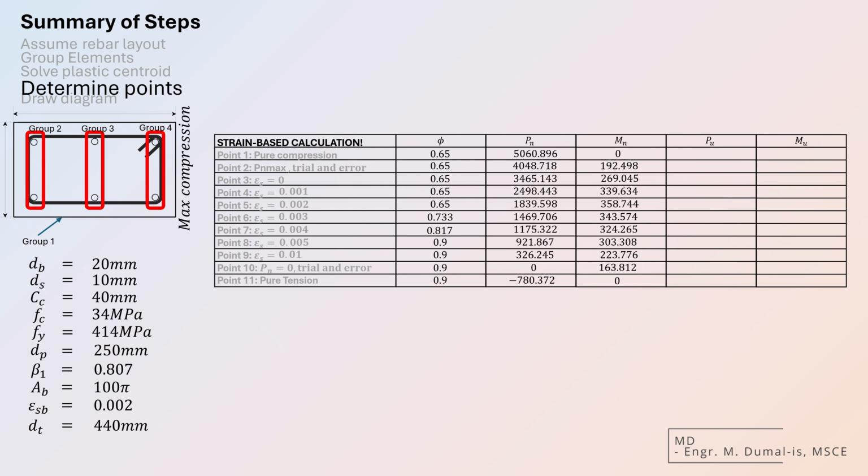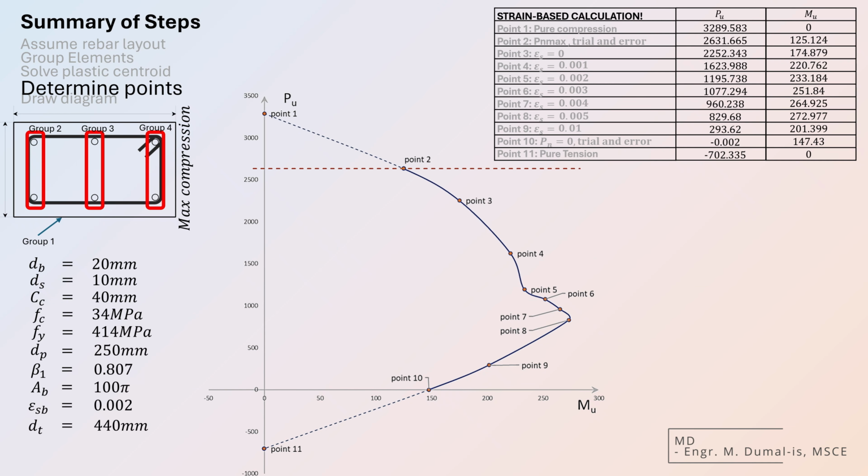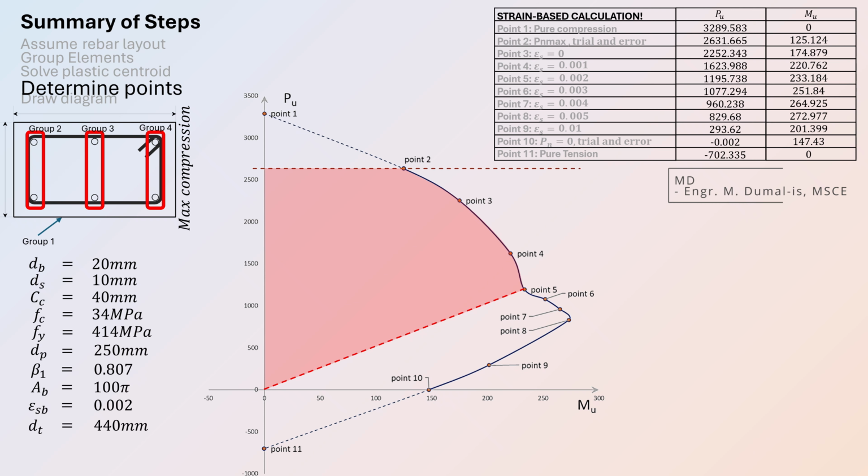Let us then arrange the columns of the table and add another set of columns for the values of the ultimate axial and bending. We multiply the strength reduction factor and the values of Pn and Mn to get Pu and Mu. From the tabulation, we build the interaction diagram, and the result is as shown. If we draw a line from the origin to point 5, that sets the boundary for compression-controlled sections. So anything within the red zone is safe and is classified as compression-controlled condition.